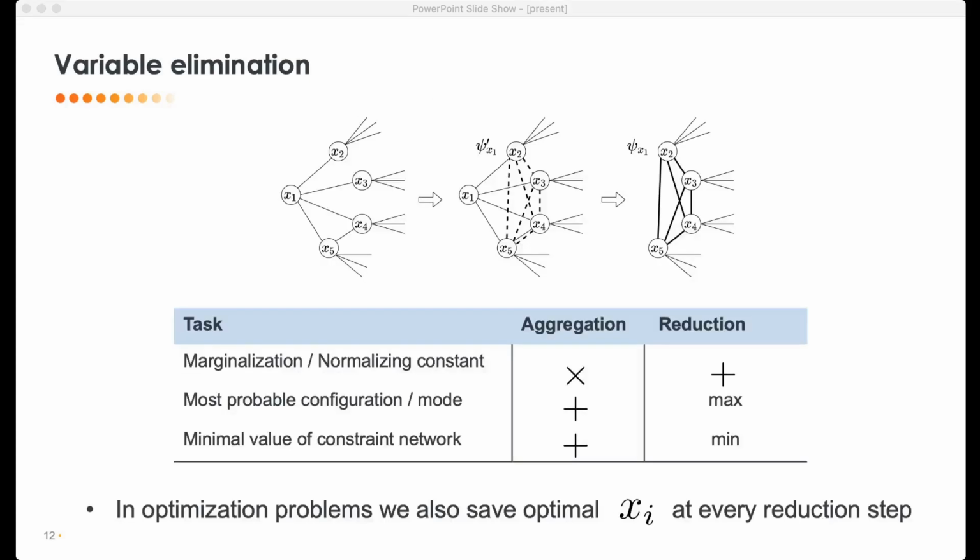Both partial summation of a graphical model and optimization task can be solved with variable elimination algorithm. In optimization problem, the only addition is that we need to keep the index of the maximizing value of variables at each reduction step. In the table below are the examples of the combination and reduction operators for different tasks.